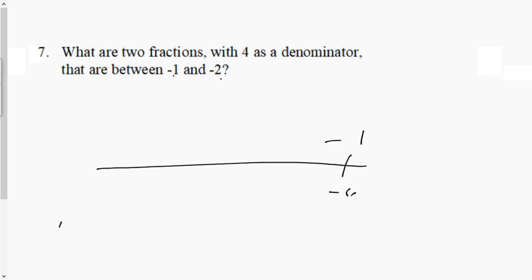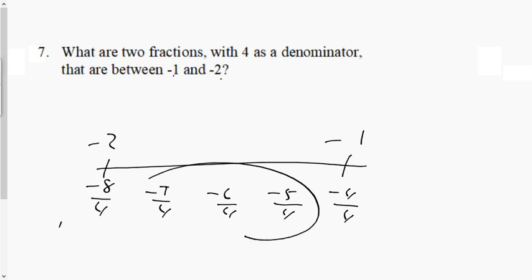-1 would be -4 over 4. And over here, for -2, that would be -8 over 4. So any fraction with a 4 denominator that would be between there, you could have the numbers -7/4, -6/4, and -5/4. Any of those three answers would be two fractions that you could use to say that they're between -1 and -2.